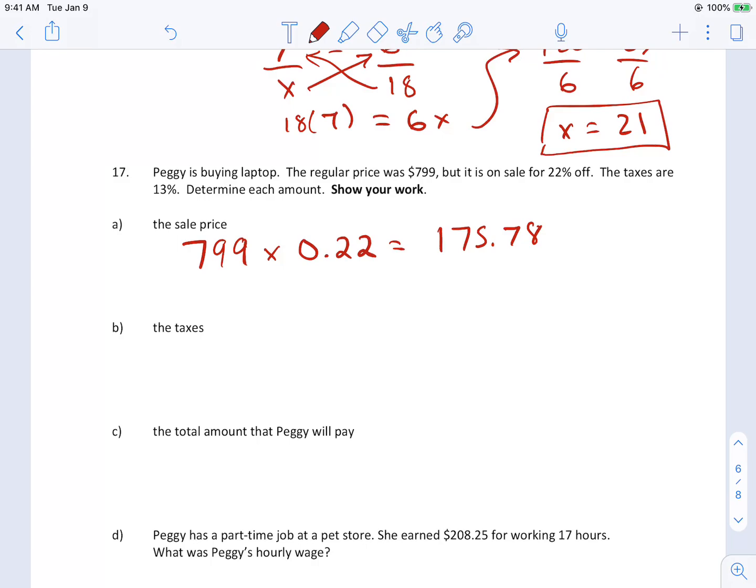the savings are $175.78. So if I want to calculate the sale price, it's going to be my original price, $7.99, minus $175.78. And that's going to give me $623.22.